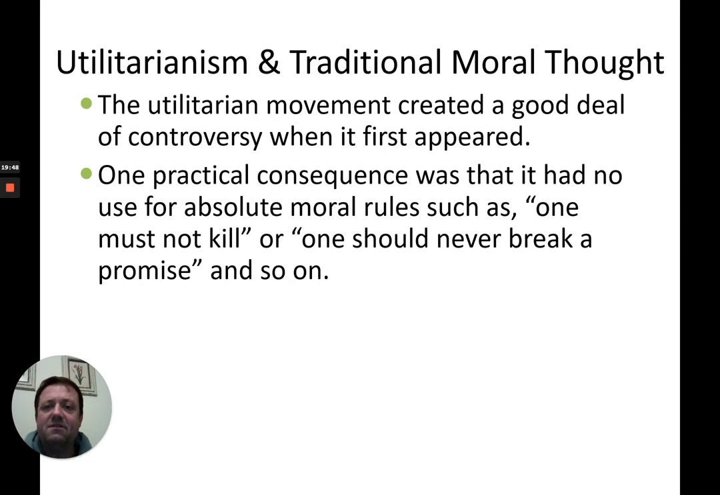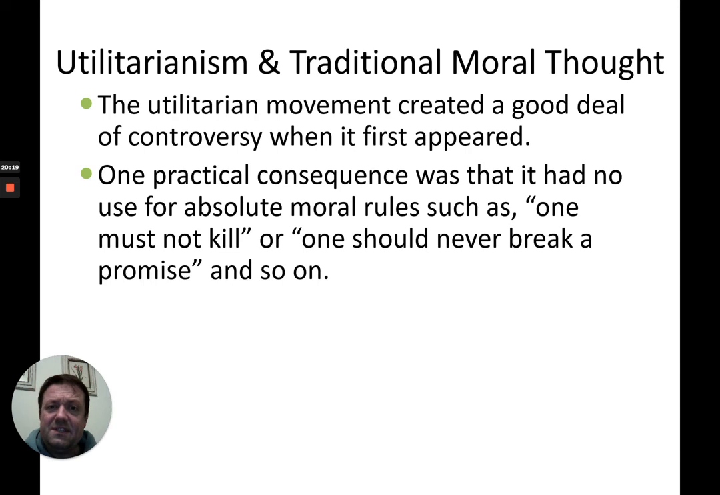Now, utilitarianism created a good deal of controversy when it first appeared, not least because it did away with absolute moral rules, such as you shouldn't kill or you shouldn't break a promise and so on. And of course, it brought it into conflict with the church and things like the Ten Commandments. So, for example, there are absolute moral rules in Christianity. Some of those, as I say, are set out in the Ten Commandments, others by Jesus later on.